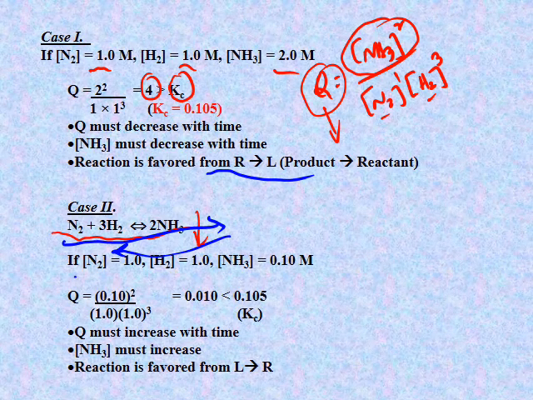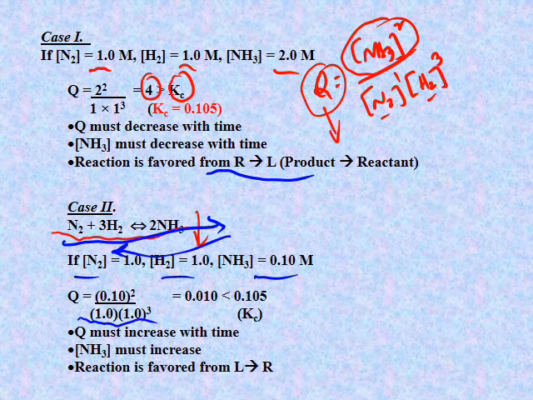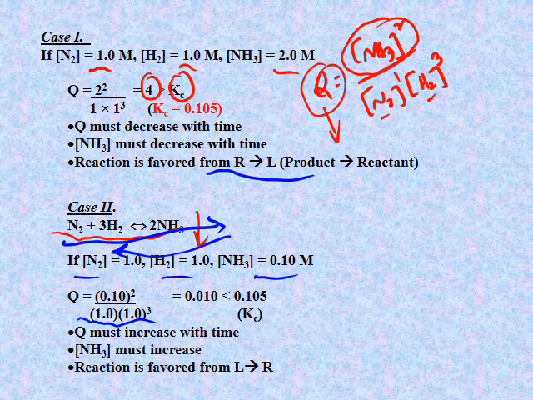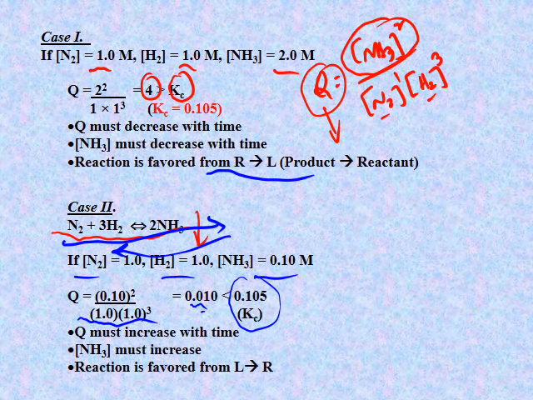In this case, I have nitrogen again 1, hydrogen is 1, ammonia is 0.10. If I calculate the Q value exactly the way we got the Q value in the previous case, ammonia concentration on the top raised to the power 2 because the coefficient is 2, divided by nitrogen and hydrogen concentration raised to the power of the coefficient of the balanced reaction. In this case, I get 0.010, which is less than the equilibrium constant. So Q value is less than 0.105.